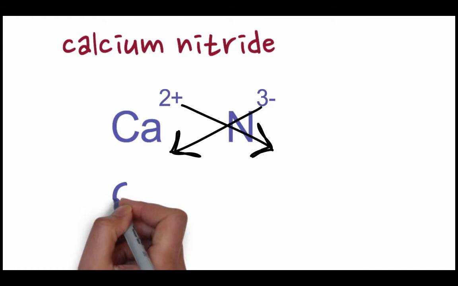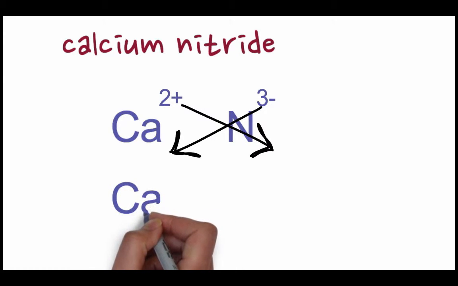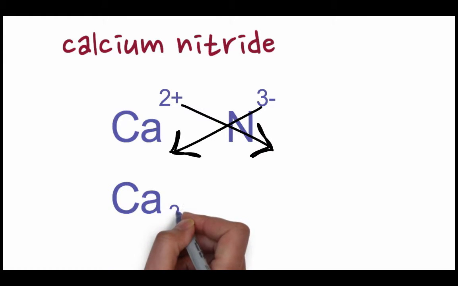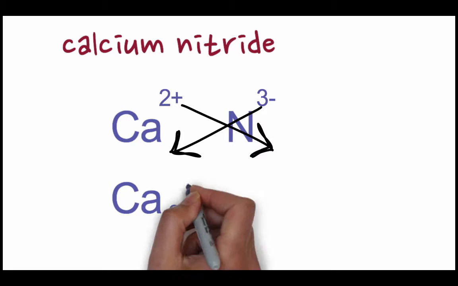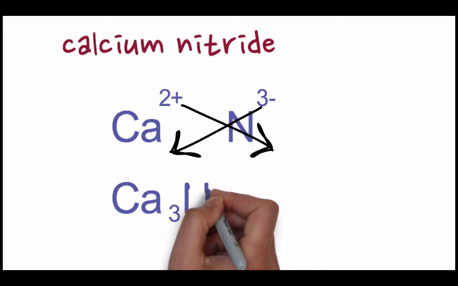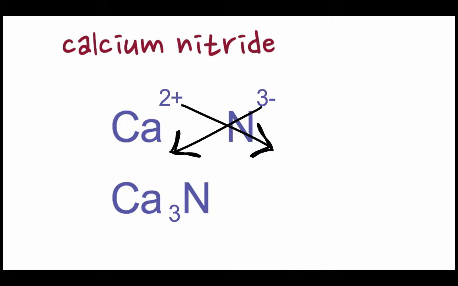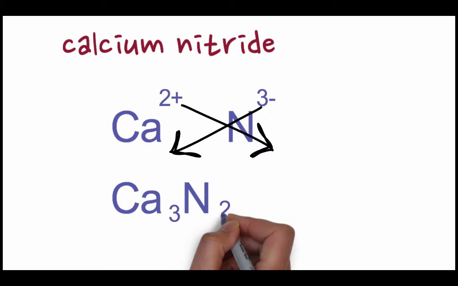So when I write my formula, I simply write the symbol for calcium, Ca. I'm going to need the subscript 3 because that will give me a total of +6 positive charges with 3 2+ calciums. Next, I'll write the symbol for nitrogen, N. And since each one has a -3 charge, I need 2 of those to balance the charge. So you can see where I've swapped and dropped. I don't have any negatives.